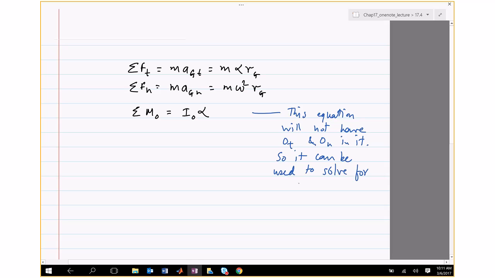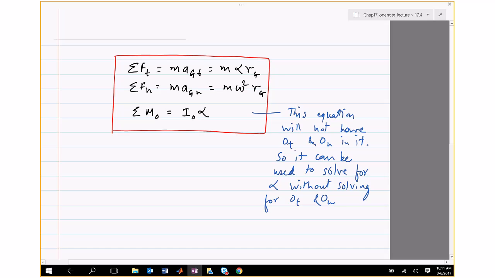without solving for OT and ON. Once you solve for alpha in the third equation, you can use that value in the first equations to solve for OT and ON. So that's the advantage of changing the way you find the moments. Take the moments about O and not about G.